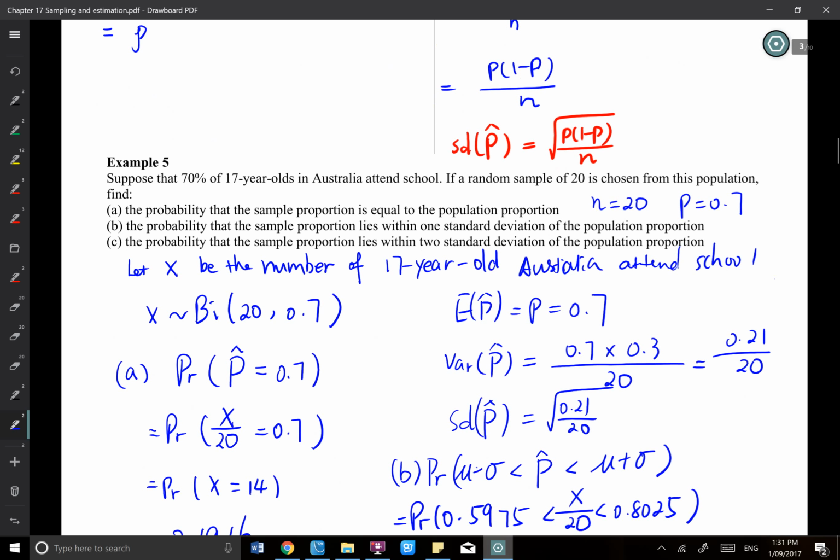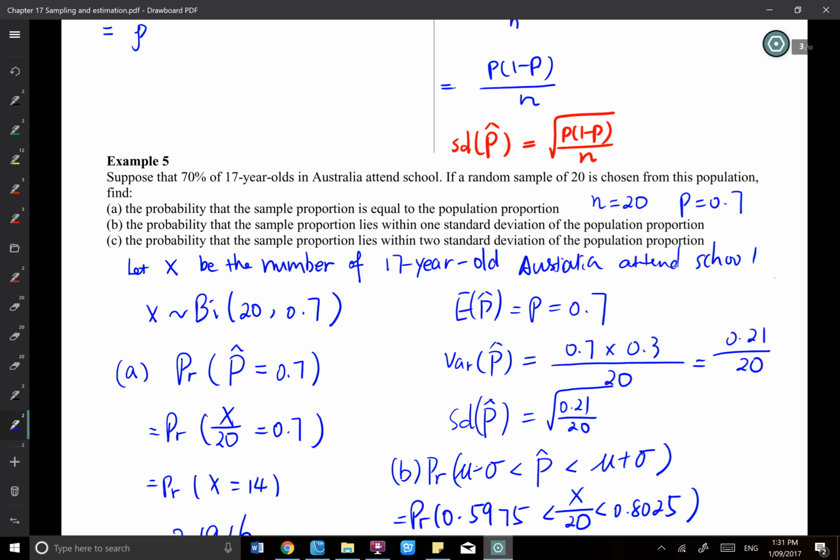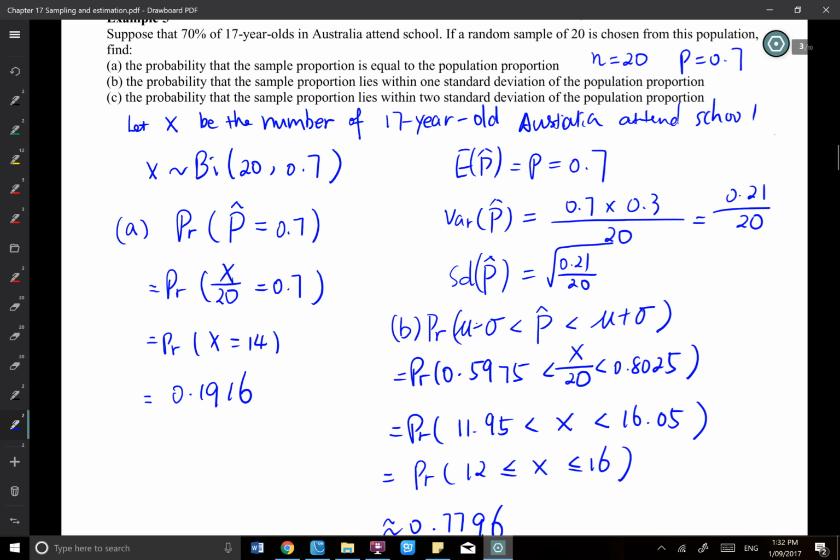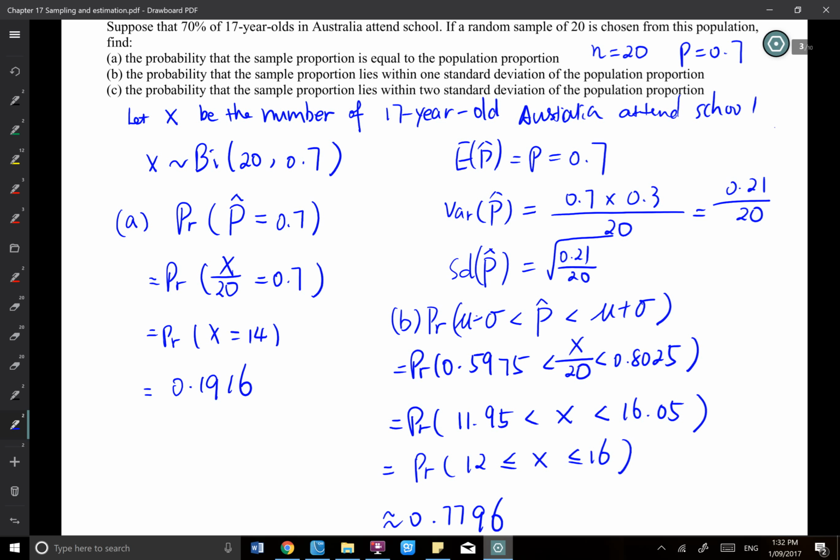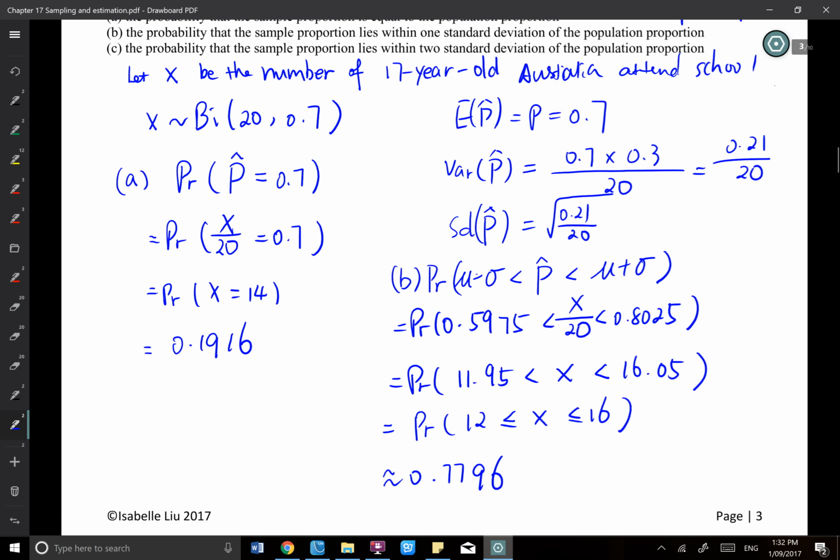Can you just do C for me, please? I'll give you 2 minutes. 2 minutes should be enough. Well, it's exactly the same as the previous one, that lies within 2 standard deviations. Well, I hope that's approximately 95%, but that's not exactly 2 standard deviations. I'm not sure because I don't know the answer. So you check that for me.